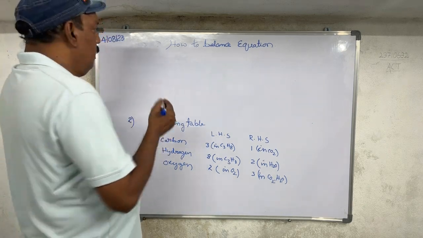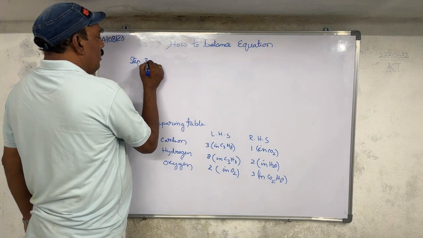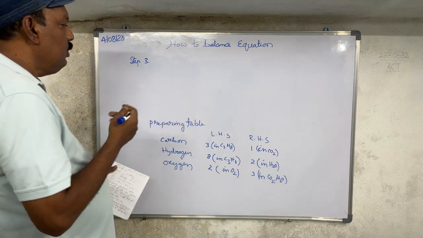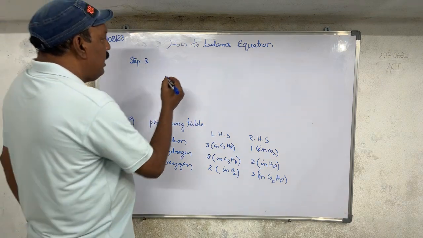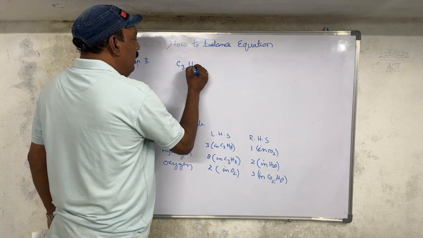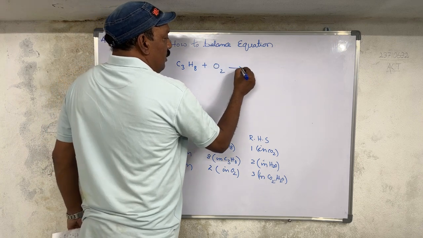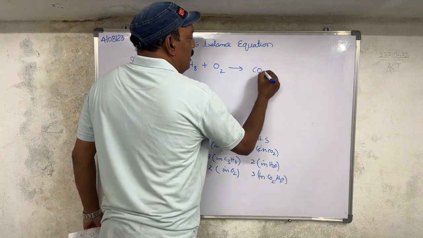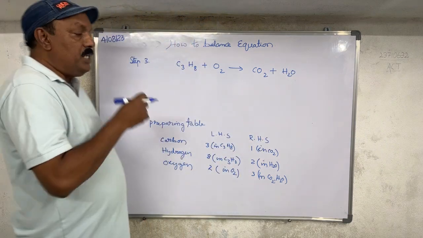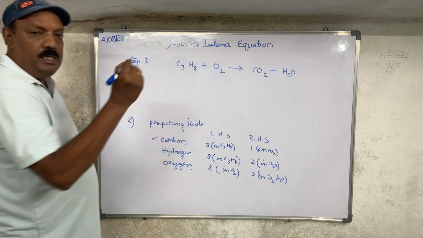Okay. Now in step number 3, we are trying to balance the unbalanced equation. The unbalanced equation is already C3H8 plus O2 gives rise to CO2 plus H2O. In step number 3, first I will try to balance the carbon.